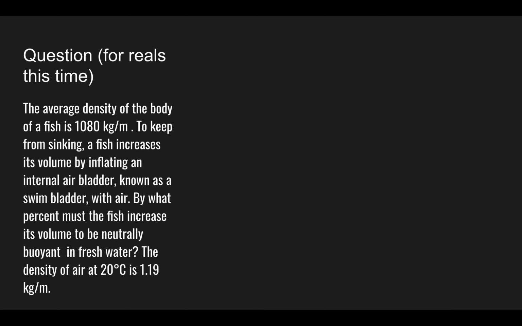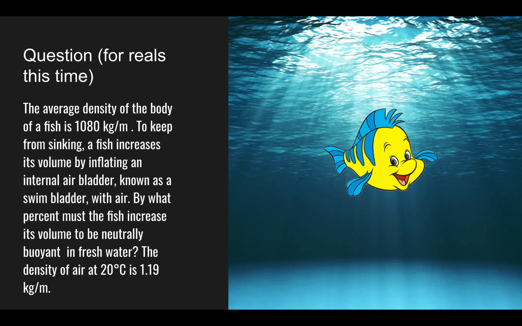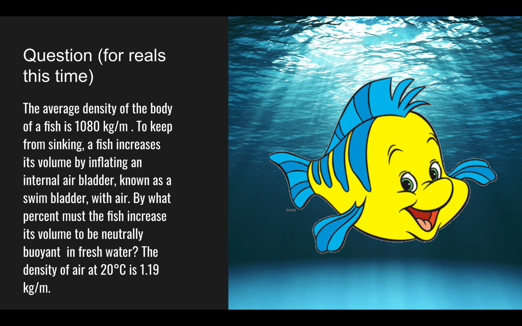But anyway, so it's saying that the density of the body of a fish is 1,080 kilograms per meter. And to keep from sinking, the fish has to increase its volume by inflating an air bladder known as a swim bladder. By what percent must the fish increase its volume to be neutrally buoyant in water?